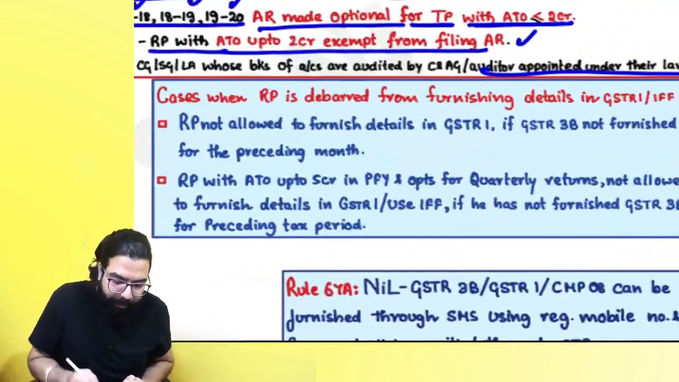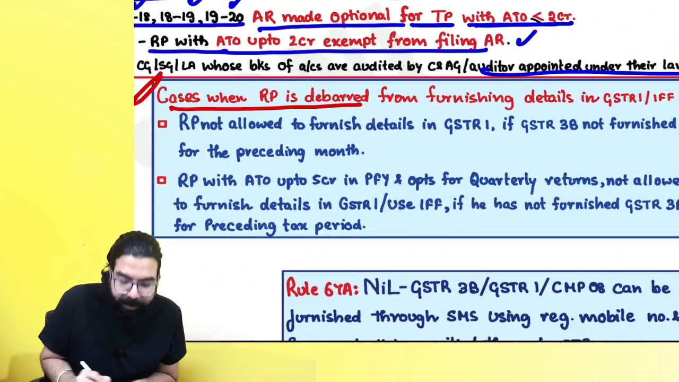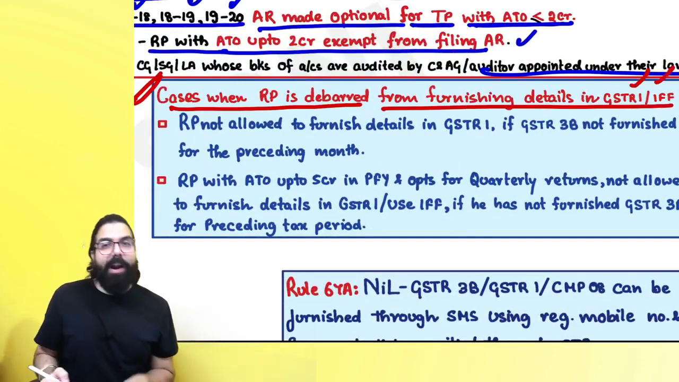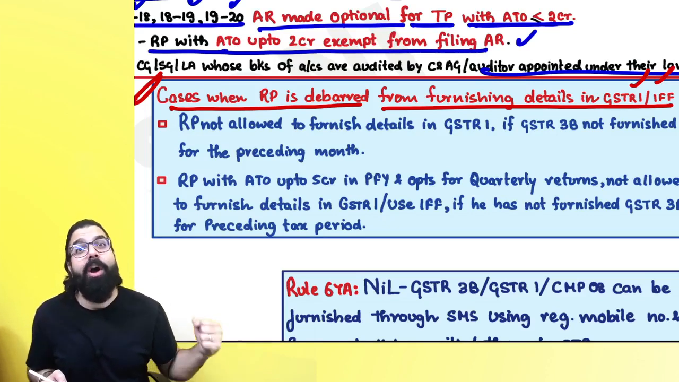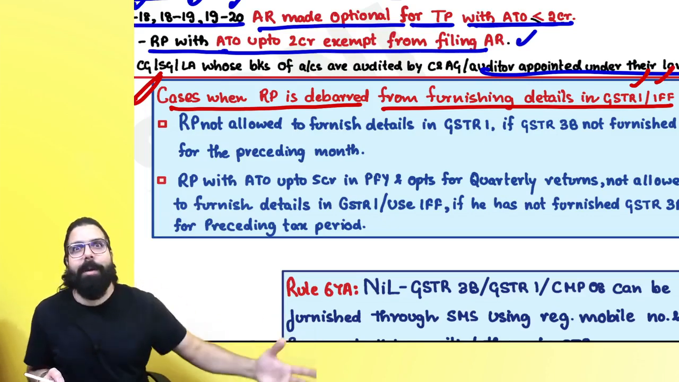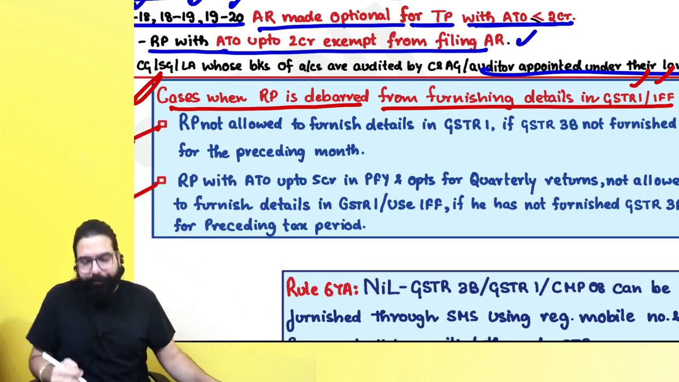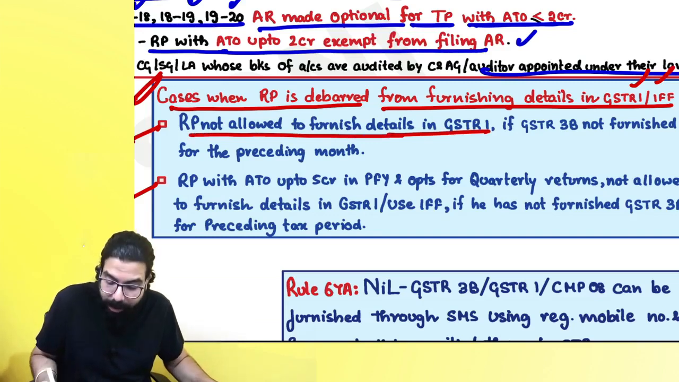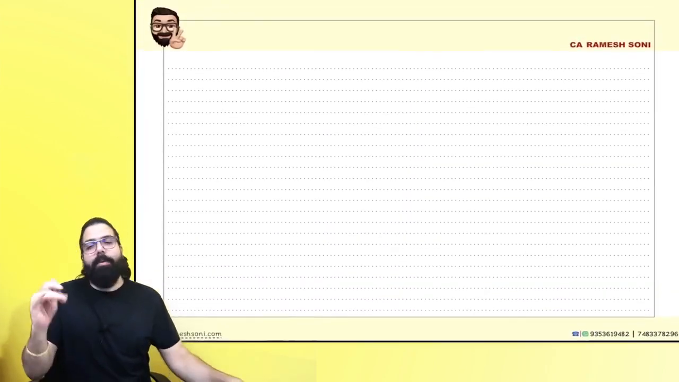Now, the right hand side, everyone. There are some cases when a registered person is debarred from furnishing details in GSTR 1 or IFF. The government is telling Ramesh, I will block your GSTR 1 or IFF facility, meaning you will not be able to pass on the credit, if two things are done by you. Number one, a registered person will not be allowed to furnish GSTR 1 if GSTR 3B is not filed for the preceding month.